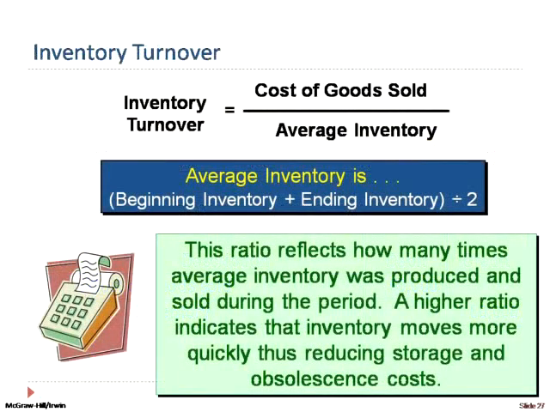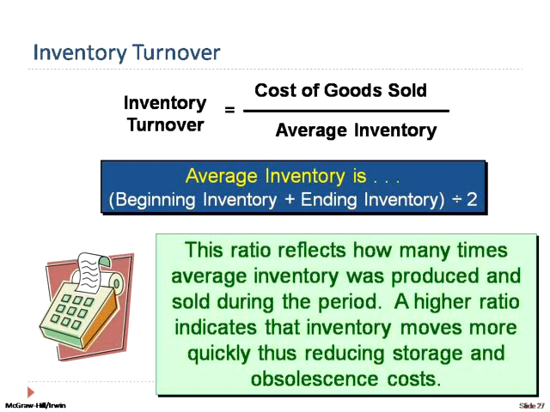As mentioned earlier, the primary goals of inventory management are to have sufficient quantities of high-quality inventory available to serve customers' needs while minimizing the costs of carrying inventory. The inventory turnover ratio is an important measure of the company's success in balancing these conflicting goals.